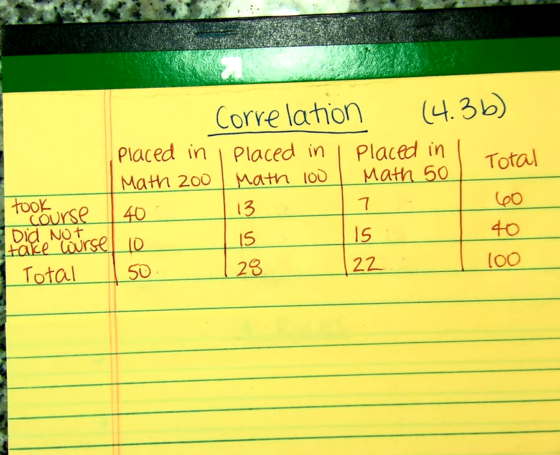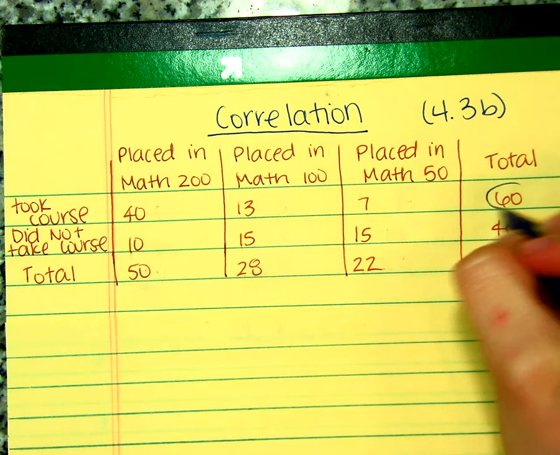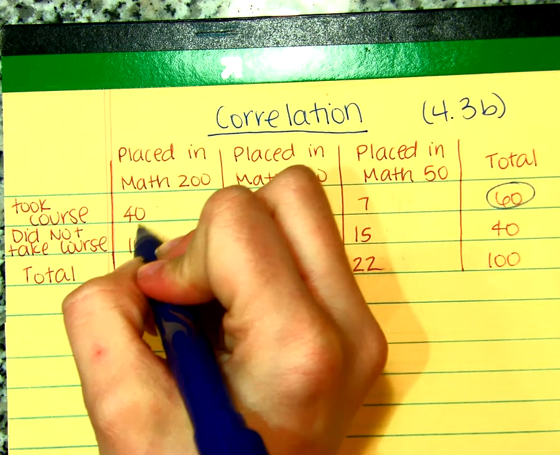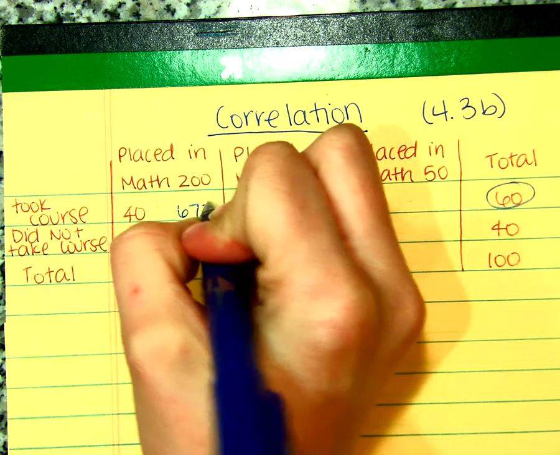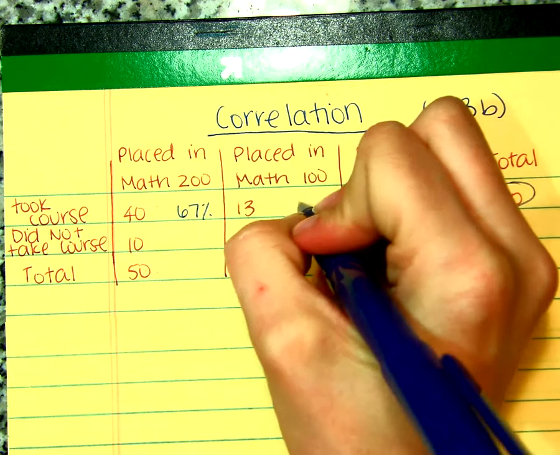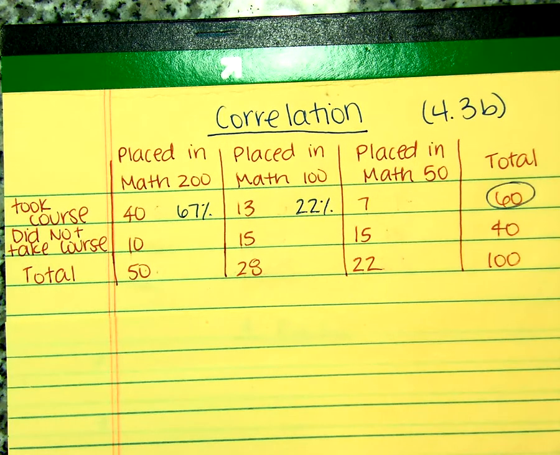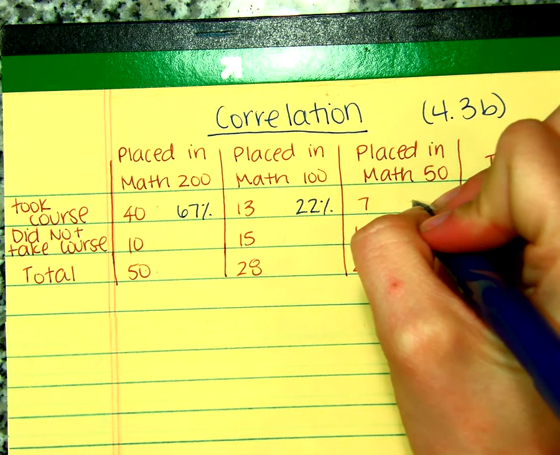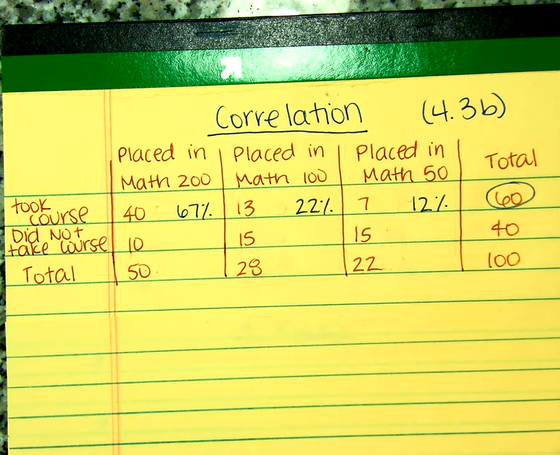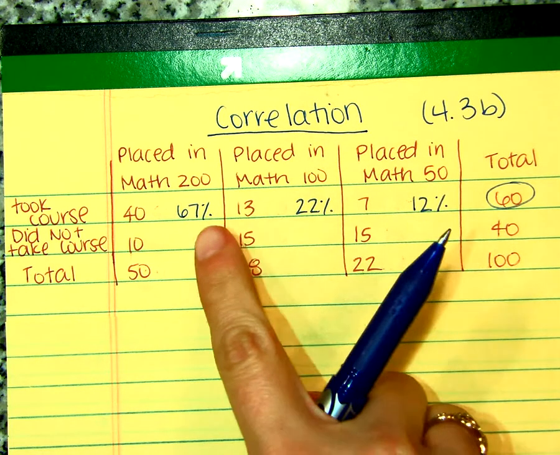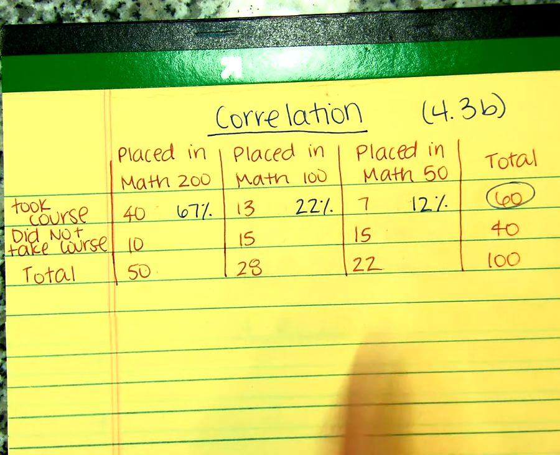So what we're going to do in order to see if there's any correlation between whether or not they took the course or they didn't and what math class they were placed in, we have to calculate their conditional relative frequencies. So we're going to do that on that first one by dividing each number by 60. This is going to give us 67%. Over here, we're going to get 22%. And then over here, we're going to get 12%. Now, I'm rounding to the nearest percent. Ideally, this should add up to 100, but again, I'm rounding.